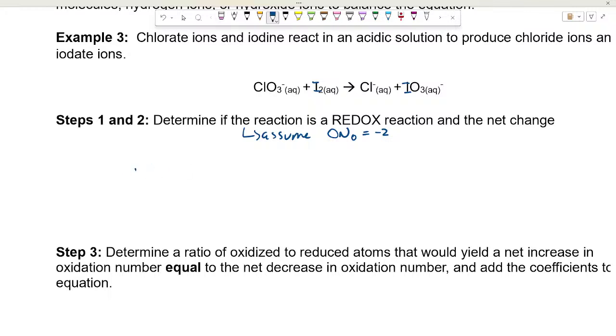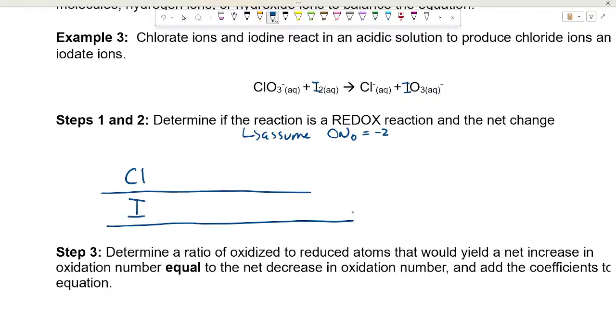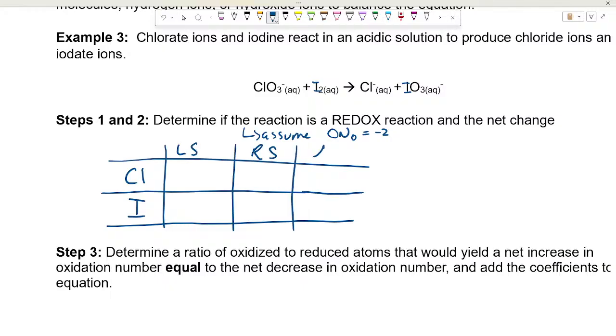Chlorine and iodine, right? And again, we're always looking at individual atoms. So we're going to say, what is it on the left side? What is it on the right side? And how is it changing? And while we're at it, we could even say, is it oxidized or reduced?